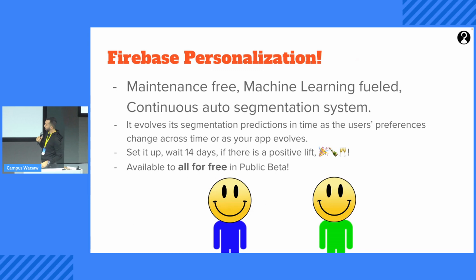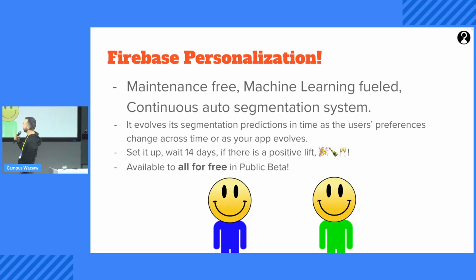And so yeah, Firebase personalization is a maintenance-free, machine learning fueled continuous auto-segmentation system. That's my summary for it. And it evolves its segmentation predictions in time completely automatically. When you set it up, I would recommend waiting 14 days. And if there's a positive lift, you just go have drinks, party, celebrate, nothing else to do. And currently, it should be available for everyone completely for free in public beta. And you can have your blue users and green users happy at the same time.